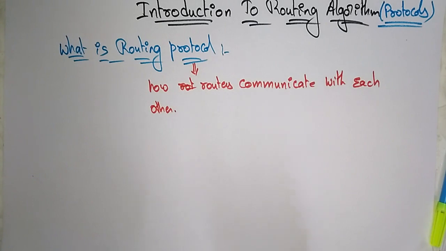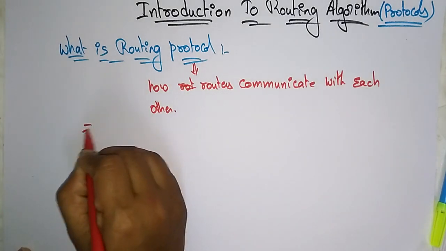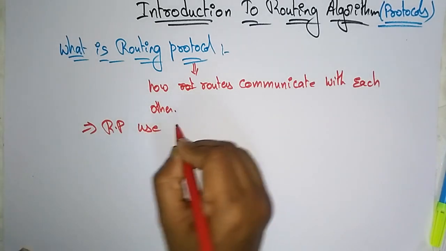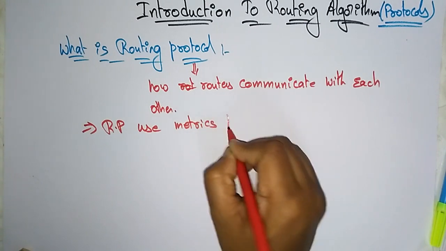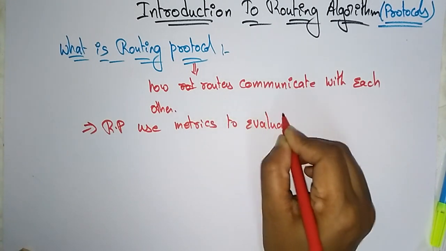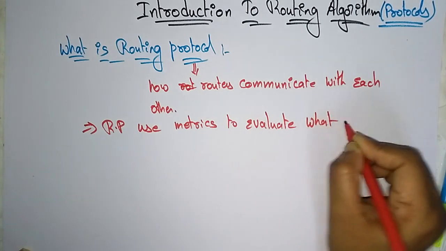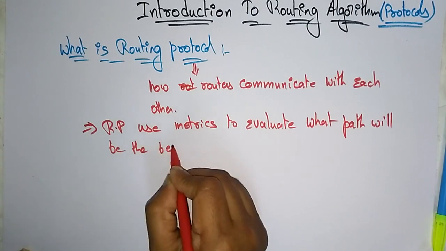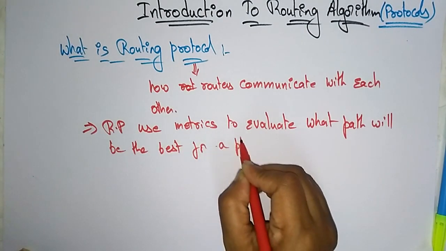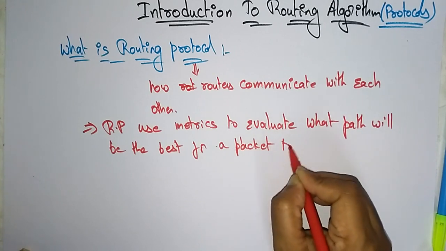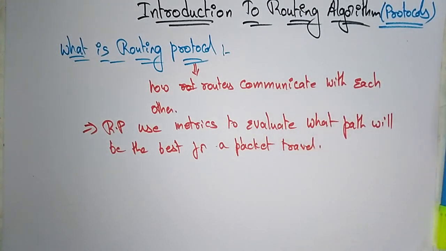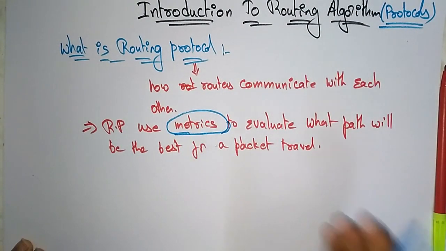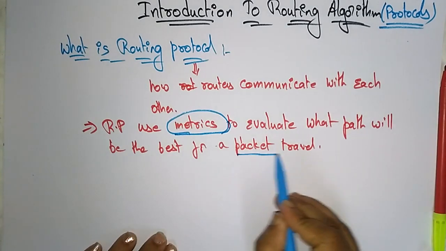The routing protocols use some metrics. Let me write RP; RP is nothing but the routing protocol. The routing protocol uses a metric to evaluate what will be the best path for a packet to travel. So the metric is going to evaluate which path is the best path for packet travel.